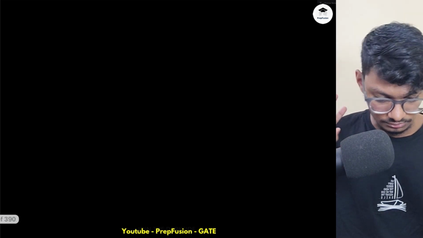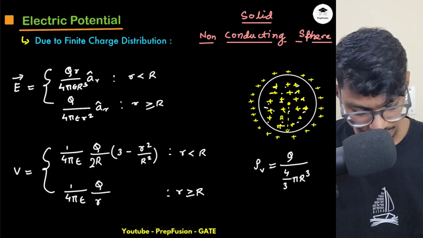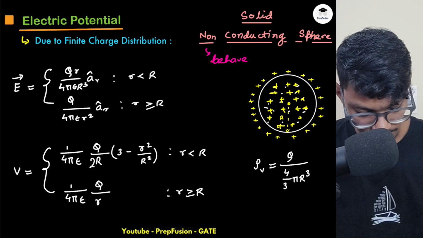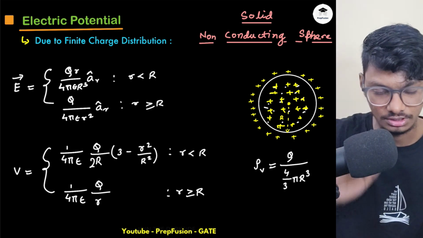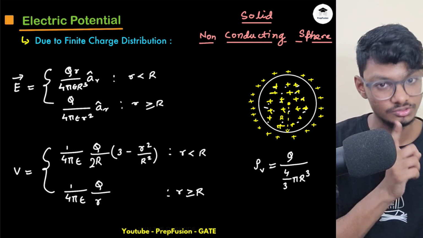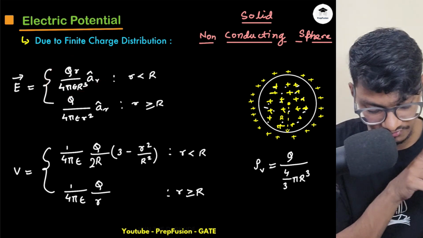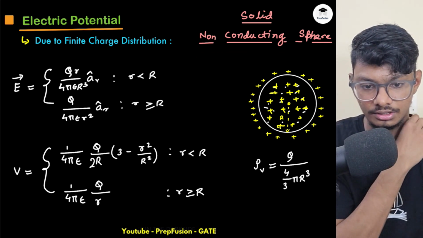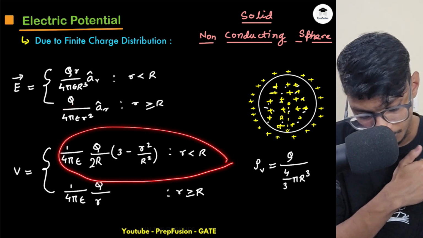Just for the next case, that is due to the solid non-conducting sphere. A perfectly conducting sphere will behave as a hollow sphere, but here things will change, because we have derived the expression for electric field inside a non-conducting sphere. If it is not a perfect conductor, then it changes. So the potential will be this.